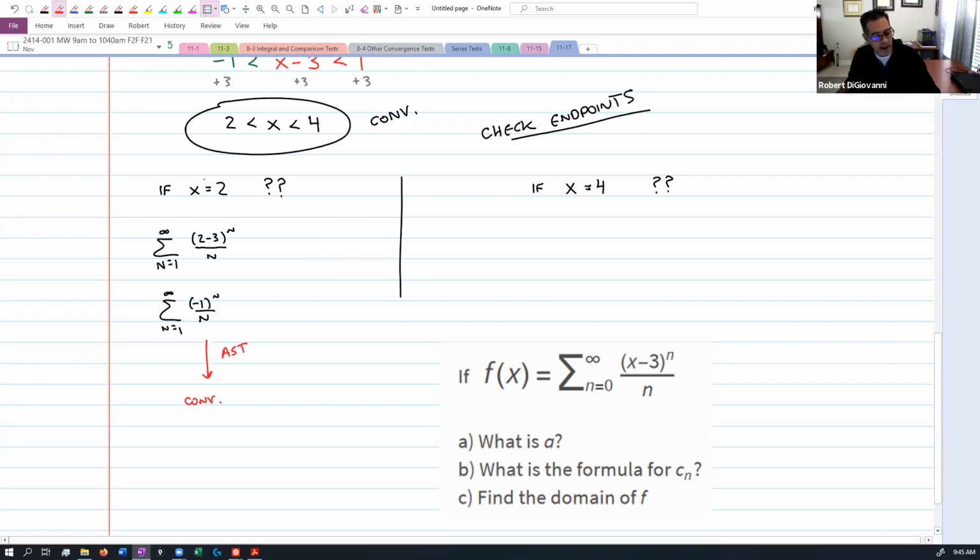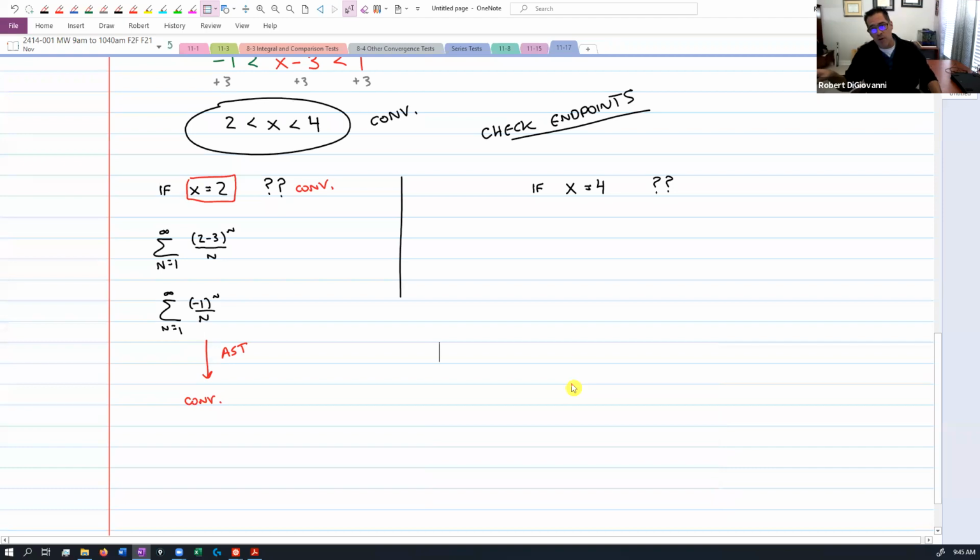So that means when we let x be 2, we do get convergence, right? So we want to include that in our answer. What we don't know yet is what happens at 4. So now we're going to do the same function and replace x with 4. When you plug 4 in there, you get (4 minus 3) to the n over n. But that equals 1 to the n over n, but that's just 1 over n, right? And what does that do?